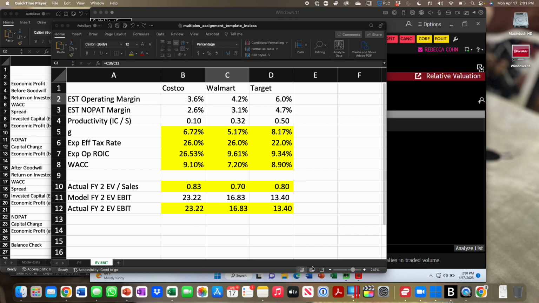So today we're going to talk briefly about the last homework assignment, homework 11 on Royal Caribbean, and then we're going to spend most of our time on multiples, which will not only be homework 12, but also your fourth group project that will be coming up.